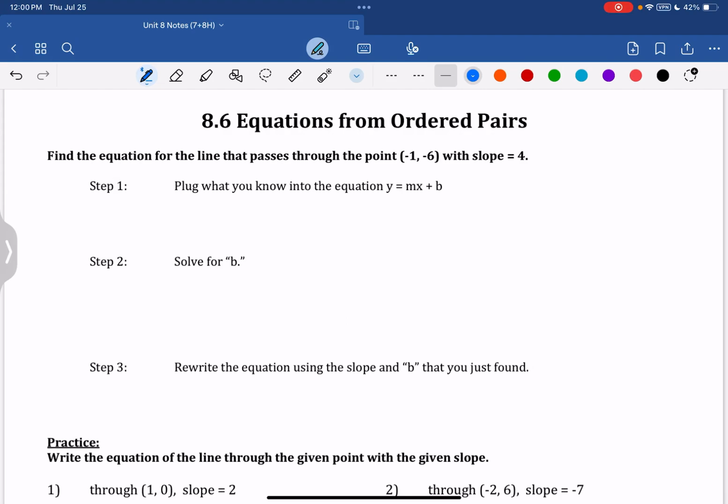All right, welcome. Today we're going to be writing equations from ordered pairs. This set of notes is pretty long, so I'm going to go fast. If you fall behind, go ahead and pause the video at any time if you need to.